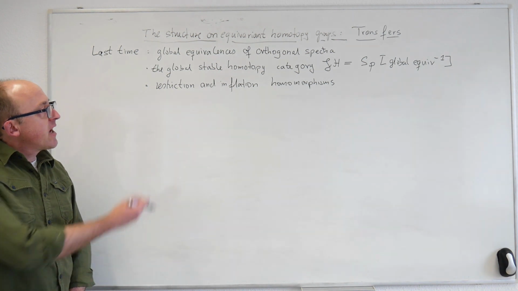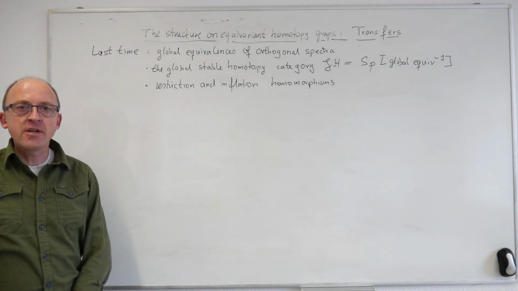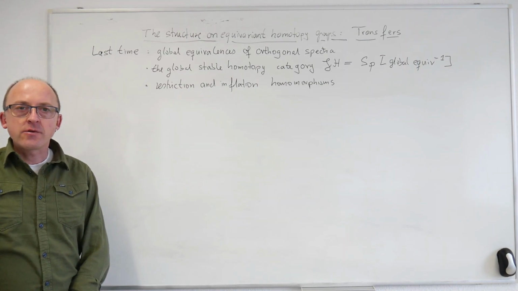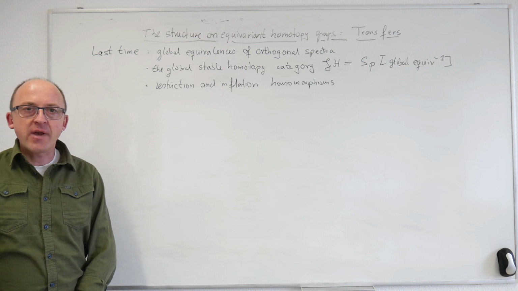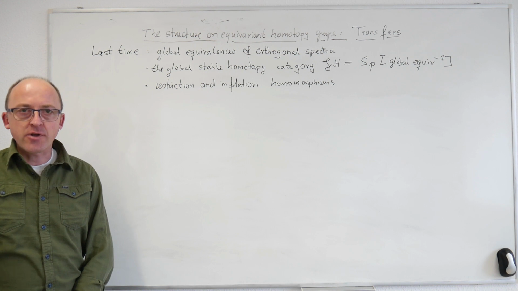Using this notion, I had defined the global stable homotopy category. So this is the localization, in the sense of one category theory, of the category of orthogonal spectra at the class of global equivalences. Something I already mentioned and that I'll come back to later is that there is a model structure in the background, the global model structure, and this is extremely useful for actually working with the global stable homotopy category.